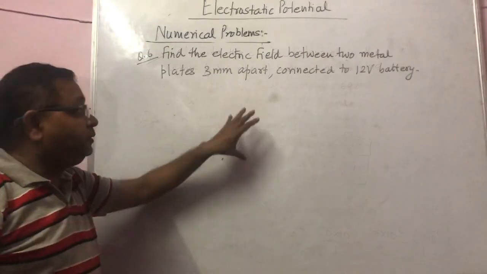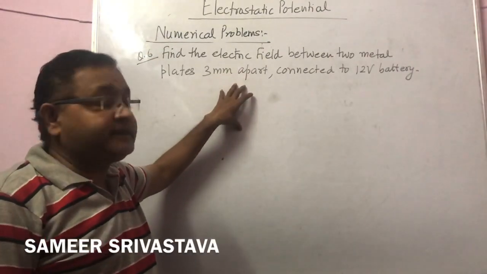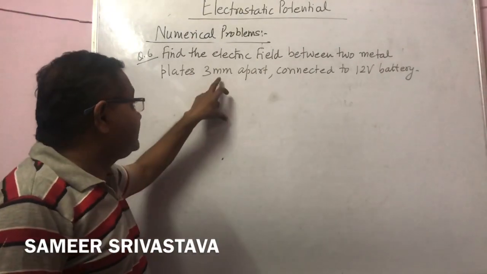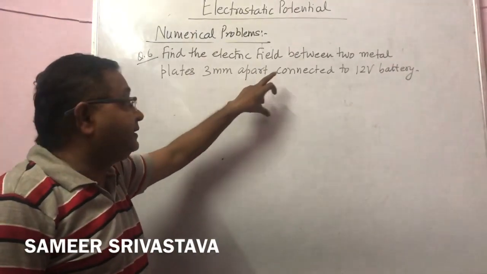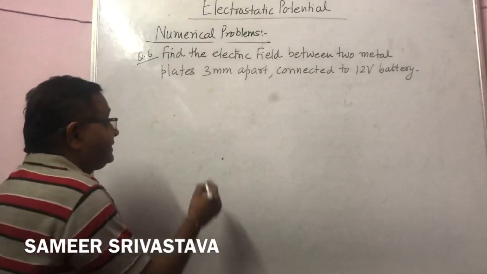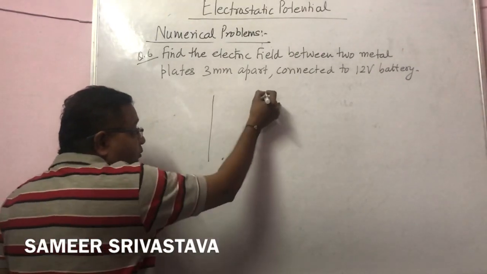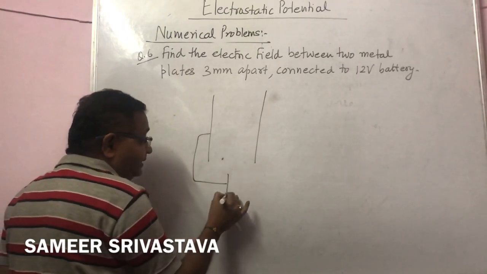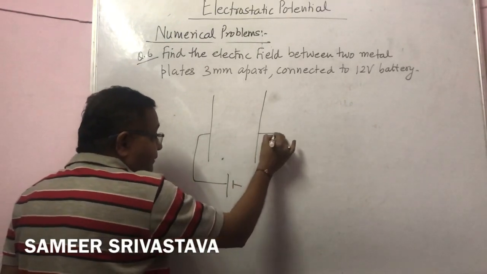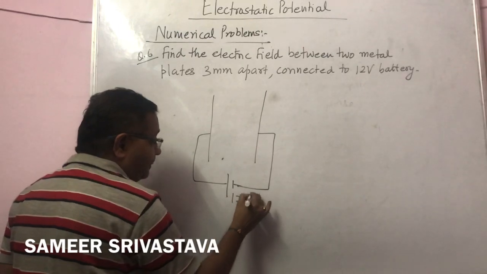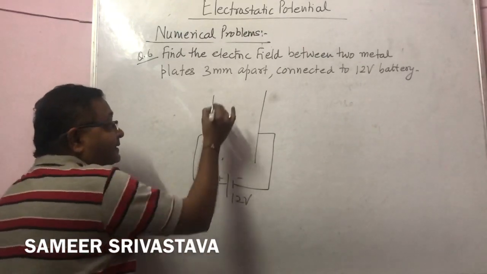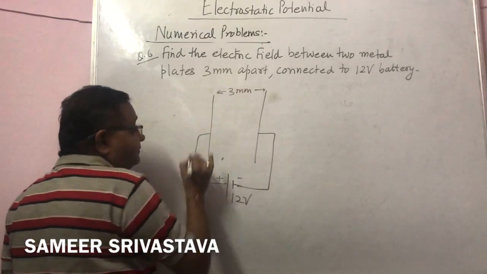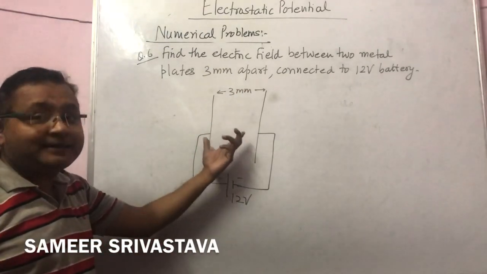Now a very simple question. Find the electric field between two metallic plates 3 mm apart, connected to a 12 volt battery. In this question, there are two plates connected with a 12 volt battery, and the distance between these two plates is given as 3 mm. We have to find the electric field.